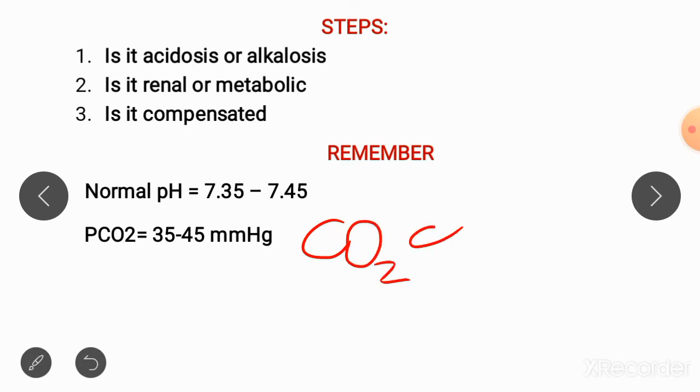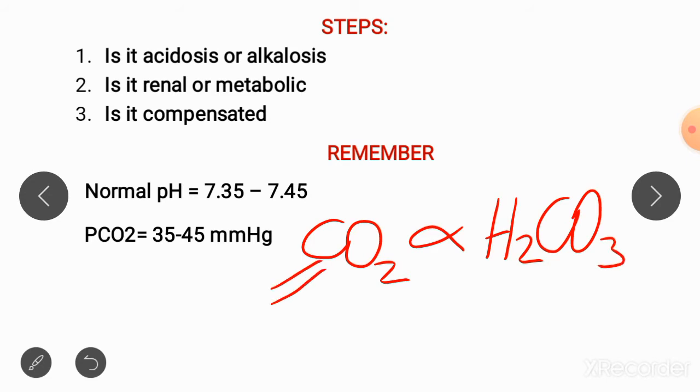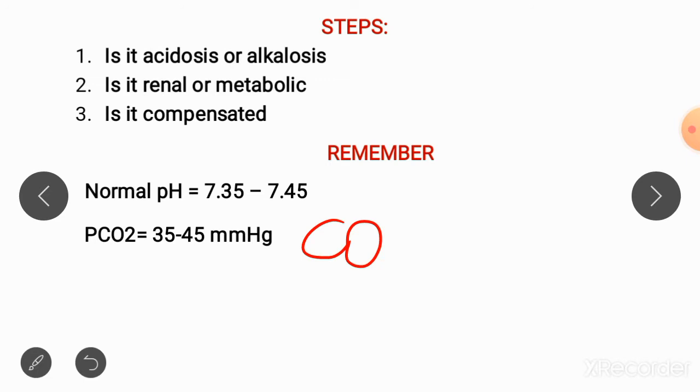If the carbon dioxide in your blood is increasing, as I told you before, that carbon dioxide is synonymous to or can be a direct indicator of concentration of hydrogen ions, because carbon dioxide is interchangeable with carbonic acid. So the greater the carbon dioxide concentration, greater will be the carbonic acid concentration, and there will be a greater hydrogen ion concentration. So whenever your carbon dioxide partial pressure increases more than 45 millimeter mercury, it is going to cause acidosis, and when it reduces less than 35 millimeter mercury, it is going to cause alkalosis.